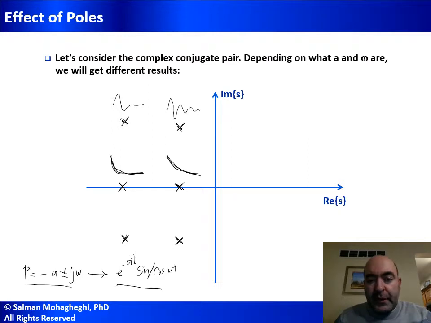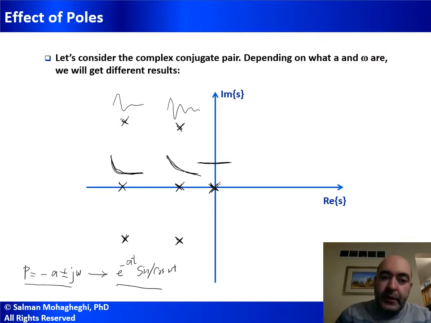Now let's move to the right hand side. Let's consider cases where I have poles on the j omega axis. Let's start with this case. I have a pole exactly at 0. In this case, my A is 0 and my omega is 0. If omega is 0, sine of omega is going to be 0, cosine is going to be 1, and then if A is 0, e to the power of 0 is 1. So I'm going to have 1 times 1, meaning that the response of the system is just going to be a constant line.